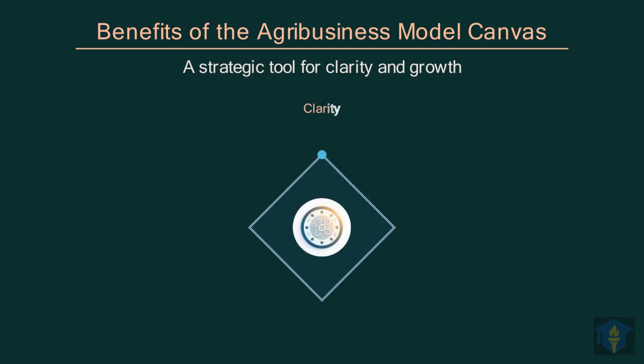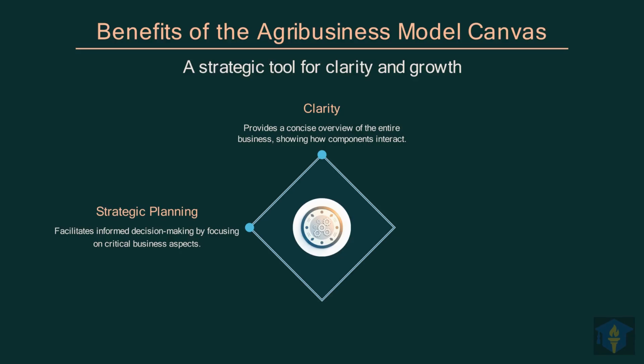The first major benefit is clarity, which the canvas provides through its comprehensive overview. It shows clearly how all business components interact with each other in a concise visual format. Another significant advantage is enhanced strategic planning for your agricultural business. The canvas facilitates informed decision-making by focusing attention on critical business aspects.